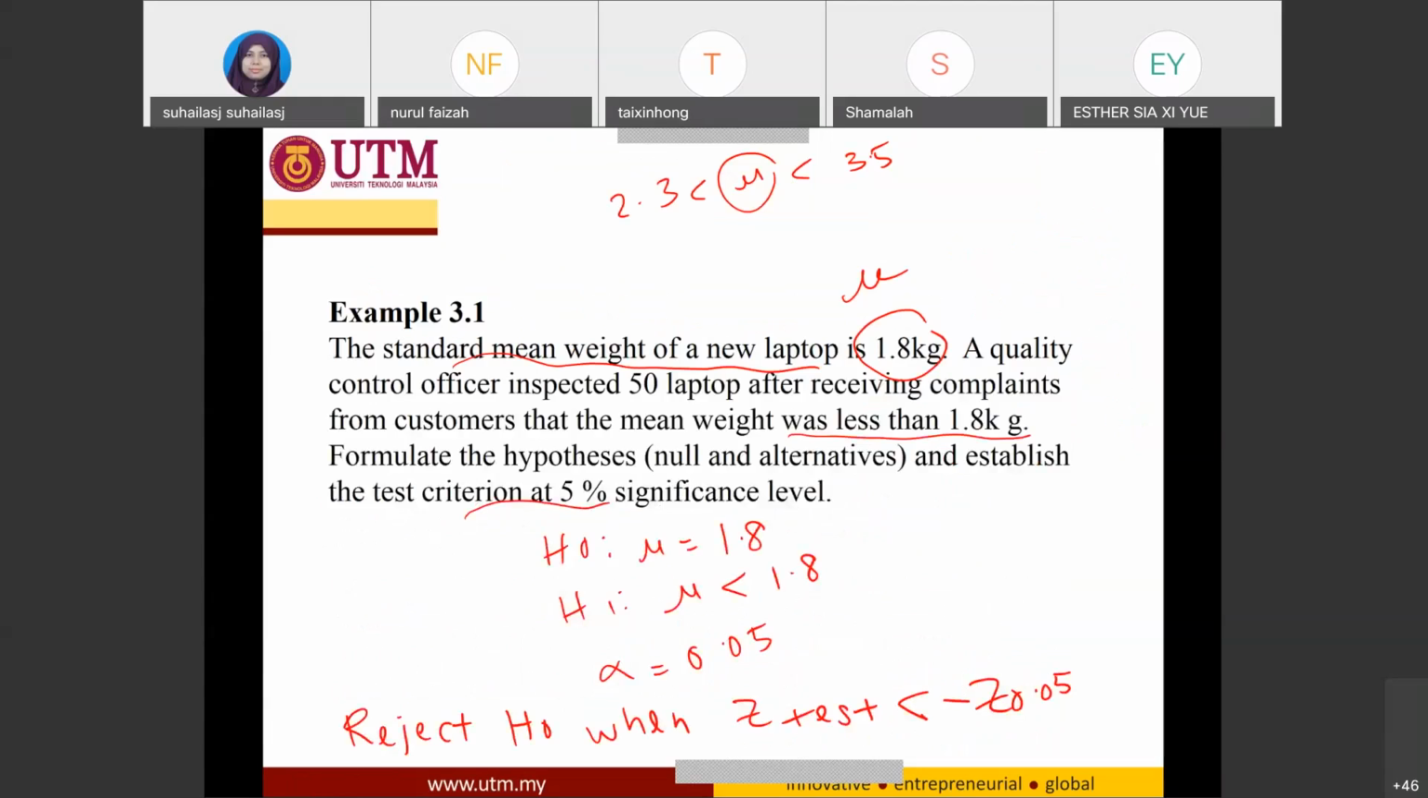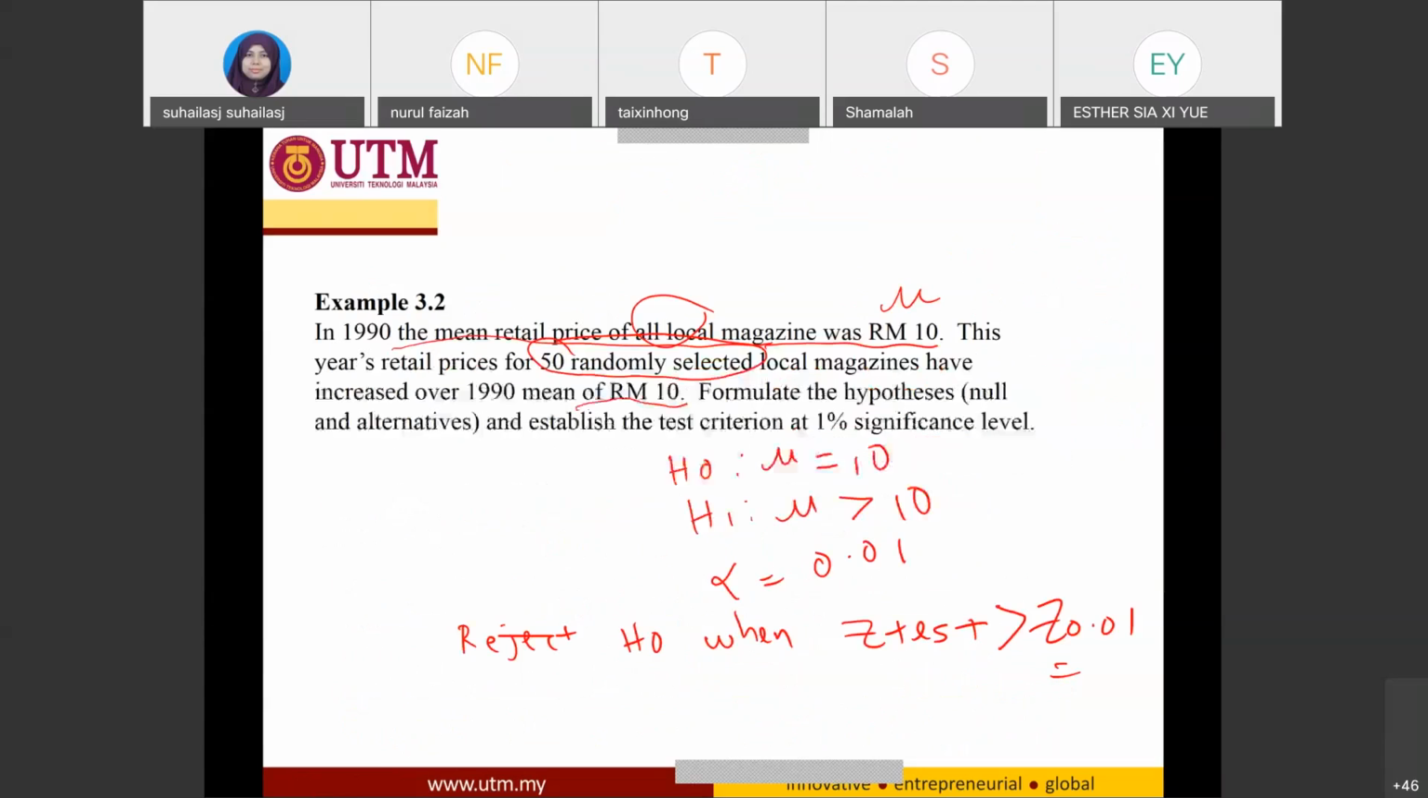So this one is just the idea of how we formulate the hypothesis. So the same thing.